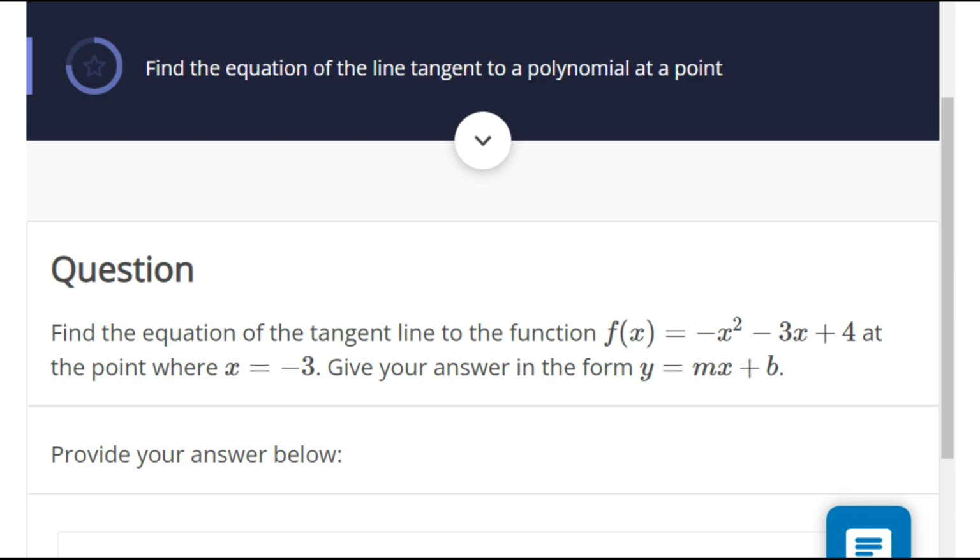Here's another one. I believe I remember telling you all that there was a lot of these where it's find the equation of the tangent line. Simon, chill out, buddy. He is beating up that chirping bird toy. f of x is minus x squared minus 3x plus 4.